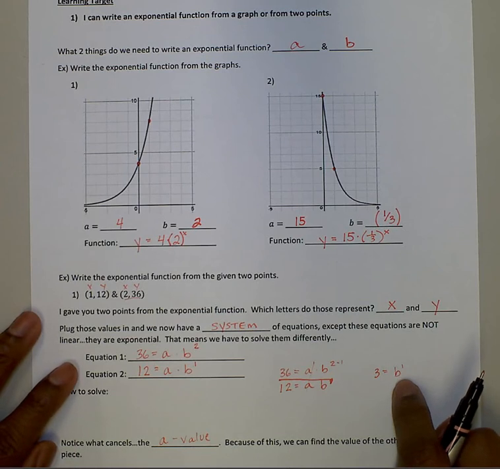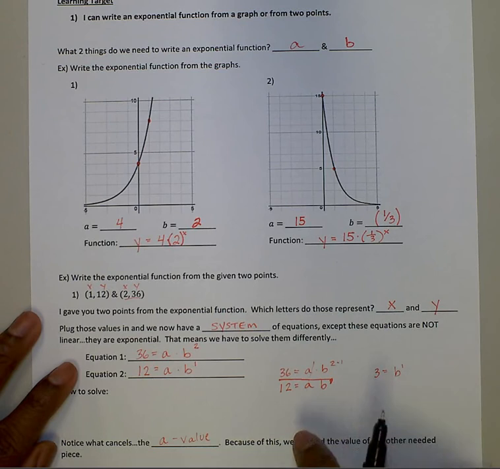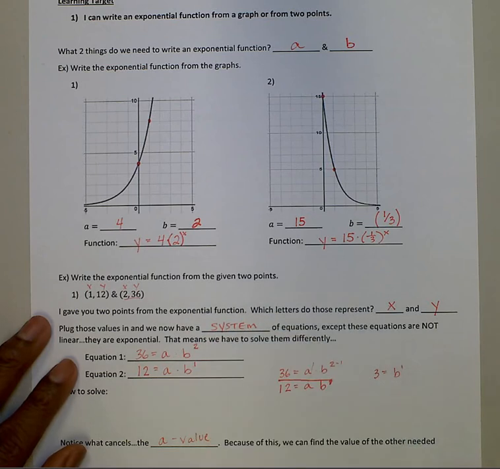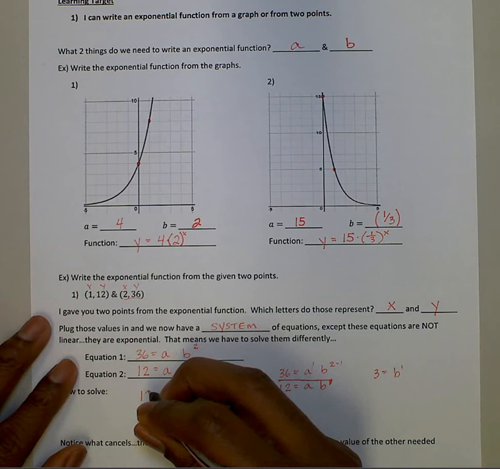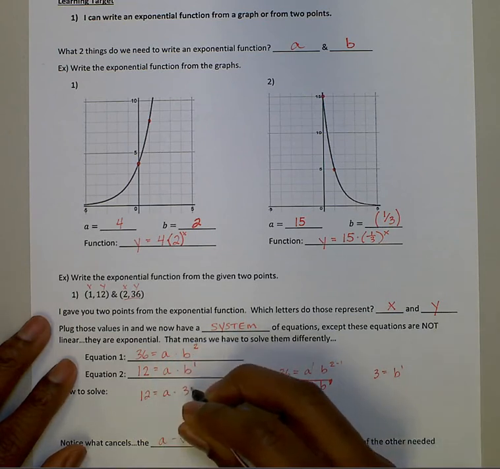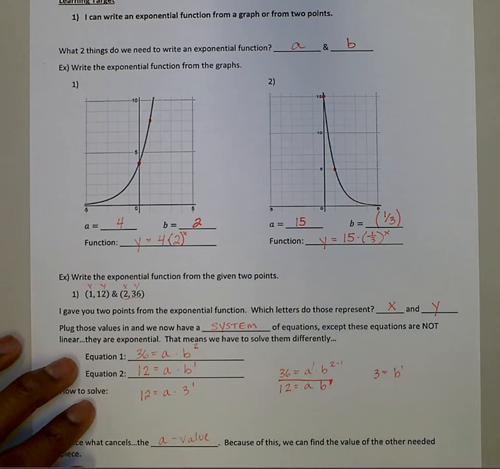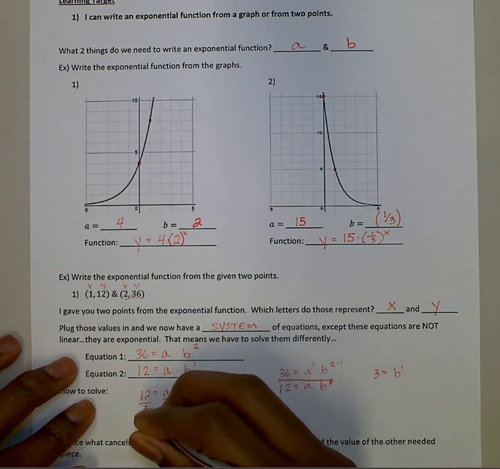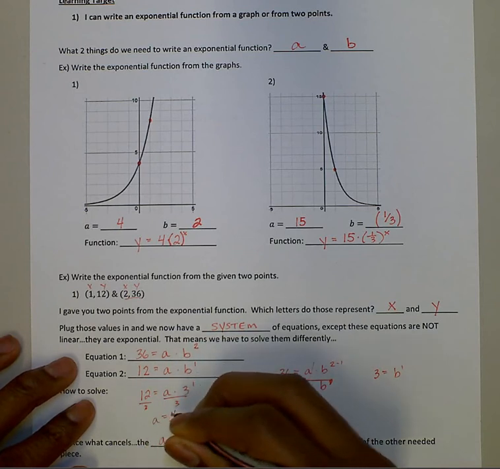Once we have that, we're able to plug it into our equation and find out what our initial value is. So I'm going to plug it into this bottom equation because it has smaller numbers, and I'm just going to say 12 equals a times 3 to the first. And now I'm able to solve for a. I'm going to divide both sides of this equation by 3, and I get a equals 4.